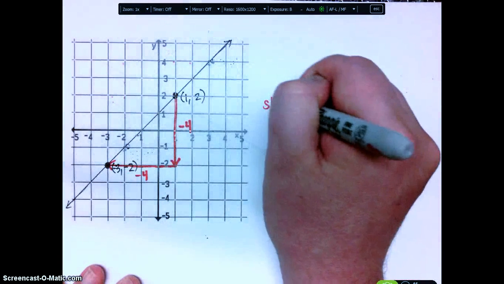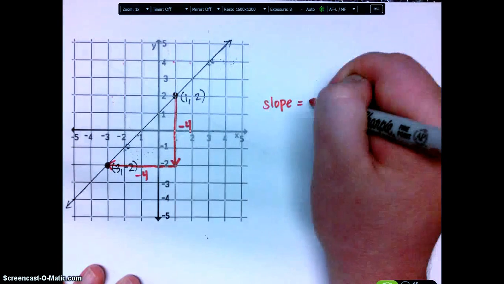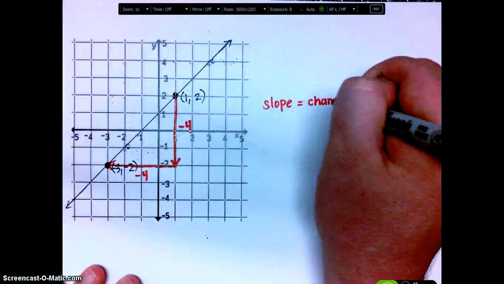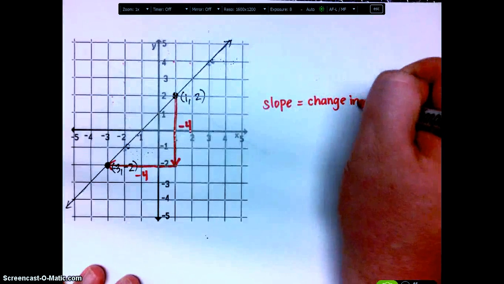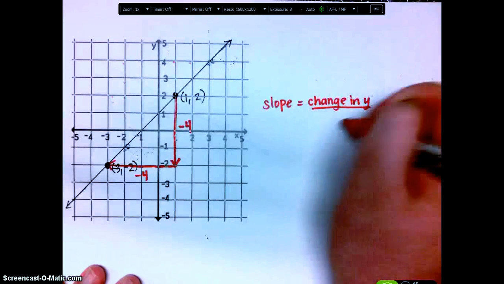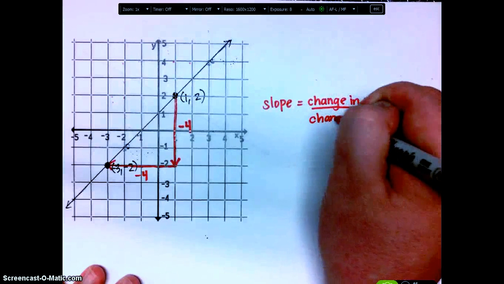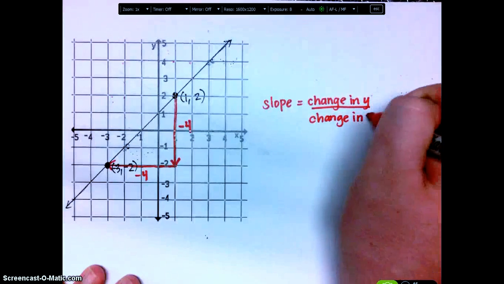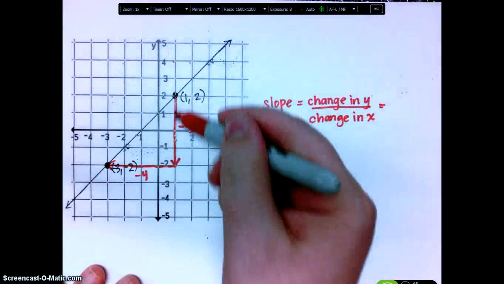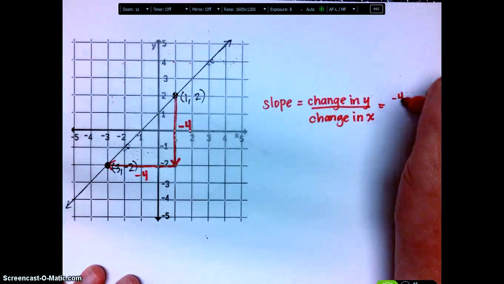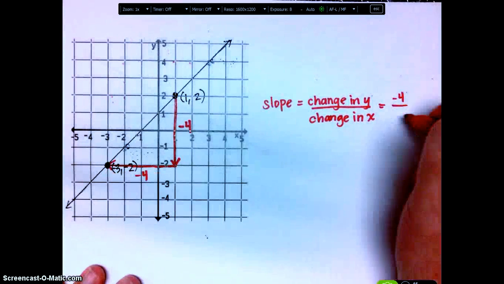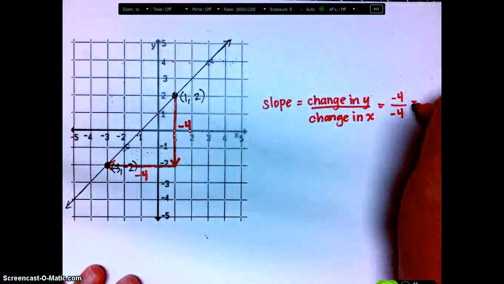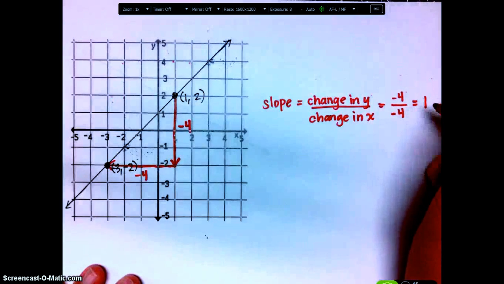So again, if I'm going to figure out my slope, I'm going to compare the change in y to the change in x, and I determined that the change in y was -4. The change in x was -4 as well. -4 divided by -4 is the value 1.